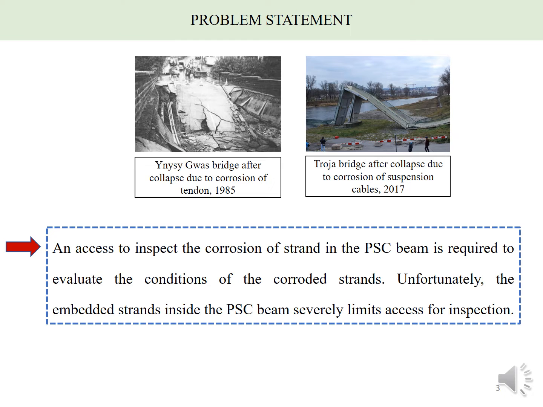An accident of the Ynys-y-Gwas bridge was due to the tendon corrosion. The bridge was regularly inspected, but there had been no evidence of deterioration before failure. Another one is the Trojan Bridge, which also collapsed due to the suspension cable's corrosion.